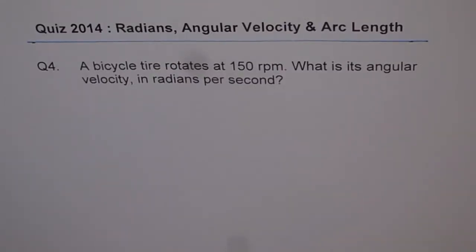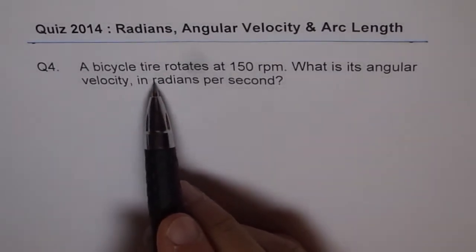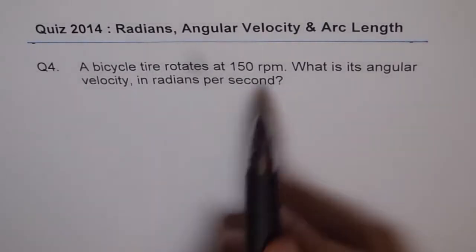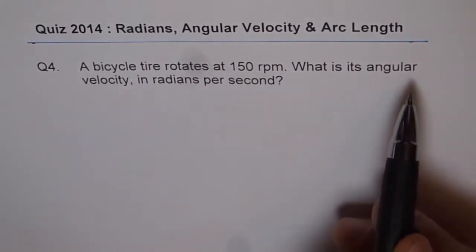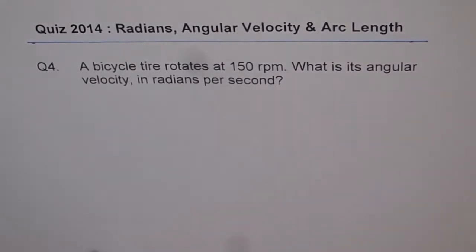Here is a solution of question 4 of quiz 2014 on radians, angular velocity and arc length. Question 4. A bicycle tire rotates at 150 rpm. What is its angular velocity in radians per second? Okay. So basically it is conversion of units.